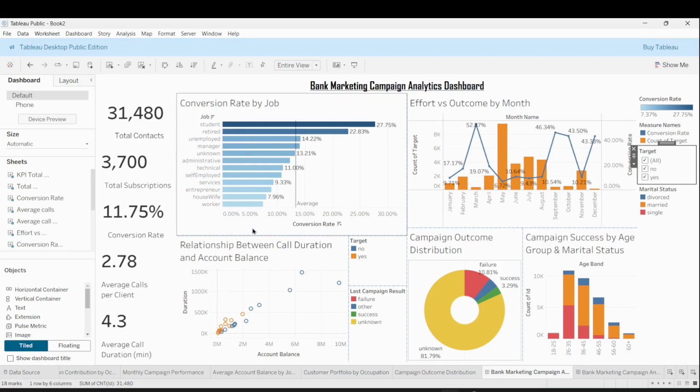Coming to this chart, it shows the conversion rate by job. Students and retirees have the highest success rate while workers have the lowest. But the best groups are also small, so it looks like they were not called enough.